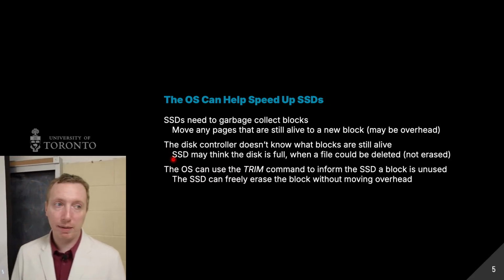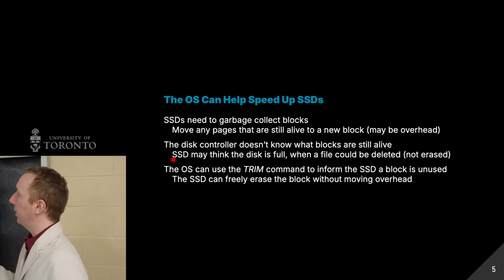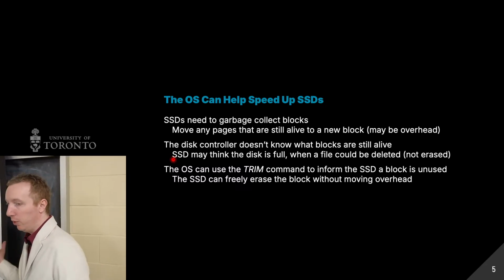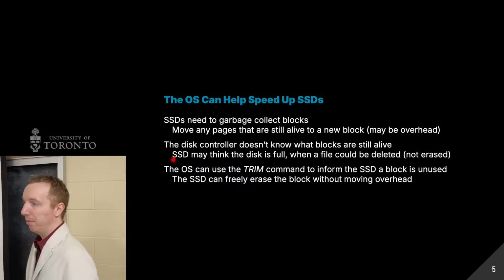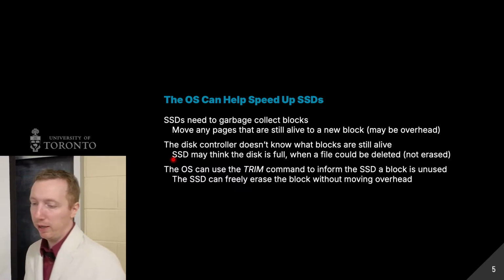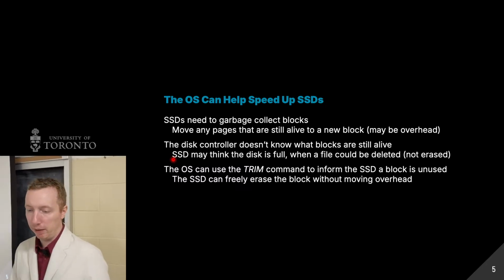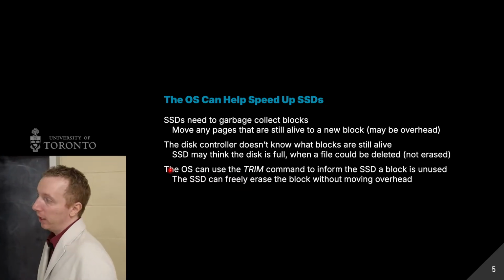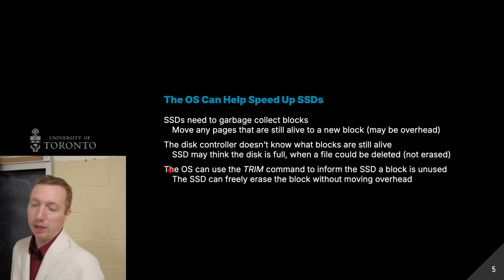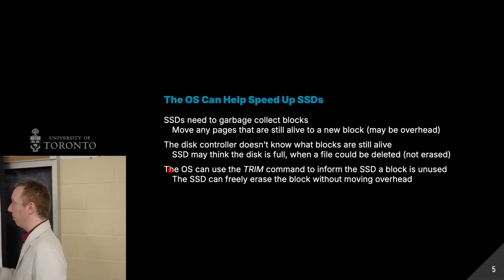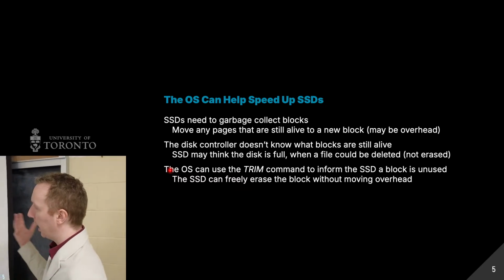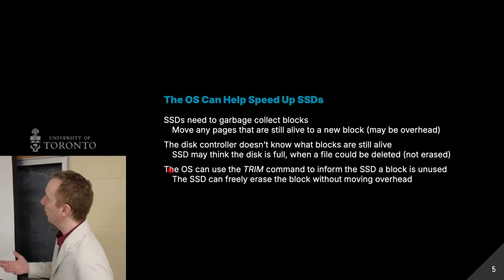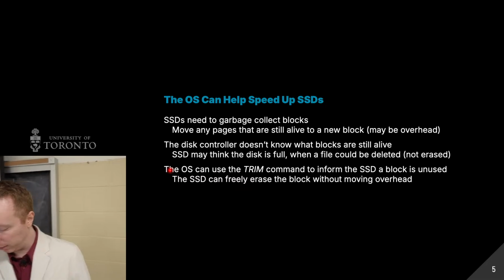If there's not, the SSD might think that the disk is full when a file could be deleted. It might be the case that every single page on a block is now not being used, and if you don't tell the disk drive, you're going to have to issue the erase command yourself instead of it doing it in the background. So the OS can use something called a trim command to inform the SSD what blocks are actually unused. Then the SSD can freely erase that block without the moving overhead. You just say, go ahead and erase this whenever you're free, because I don't want to explicitly wait for you to finish that very slow operation.